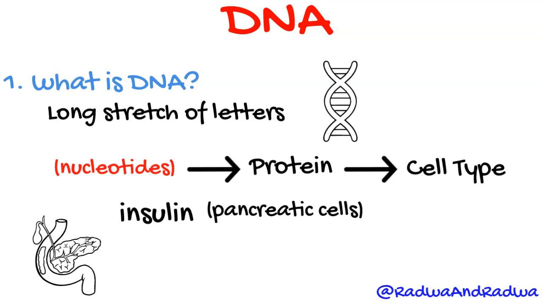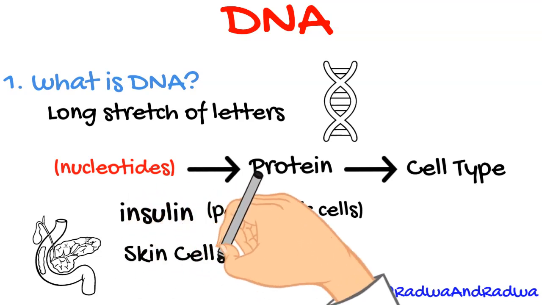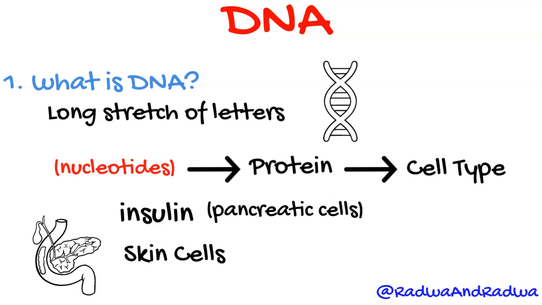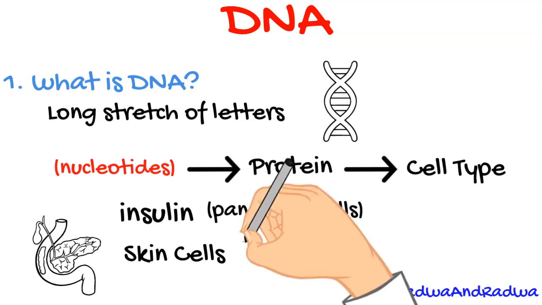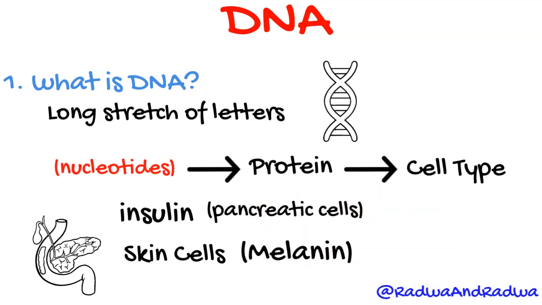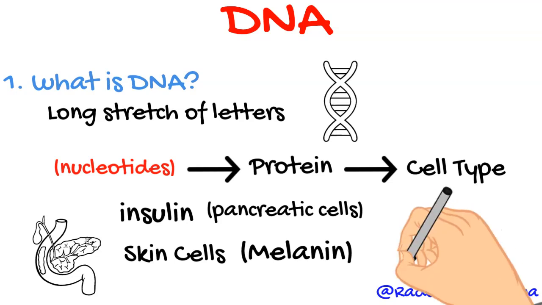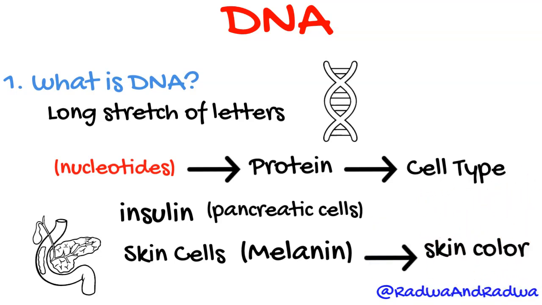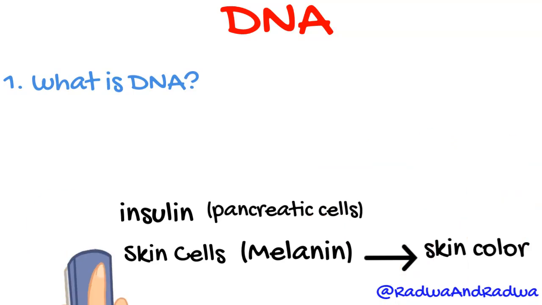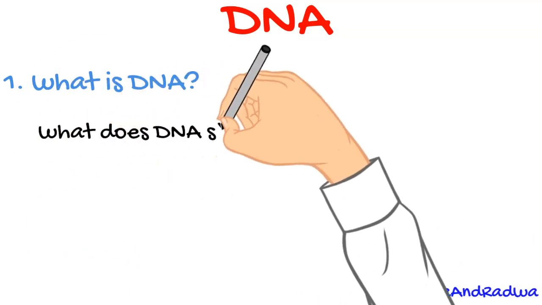Another example is a melanocyte or a skin cell. That cell secretes and synthesizes many proteins, one of which is melanin, which is the pigment present in our skin that dictates our skin color. And so each of these proteins that our cells make are synthesized by translating a stretch of letters present in our DNA. Someone might ask, what does DNA stand for?